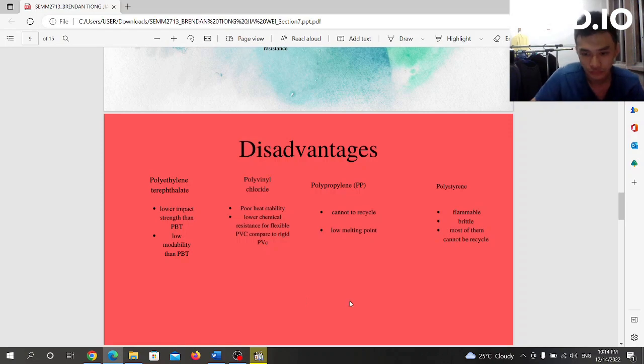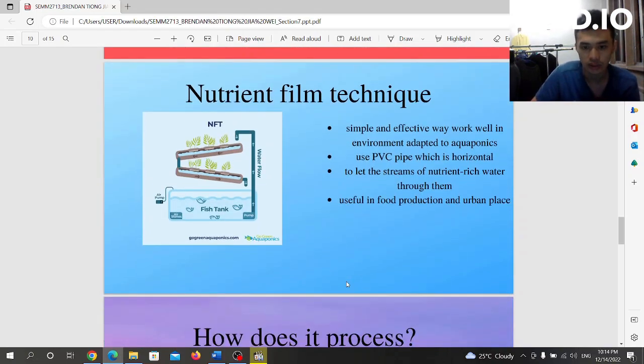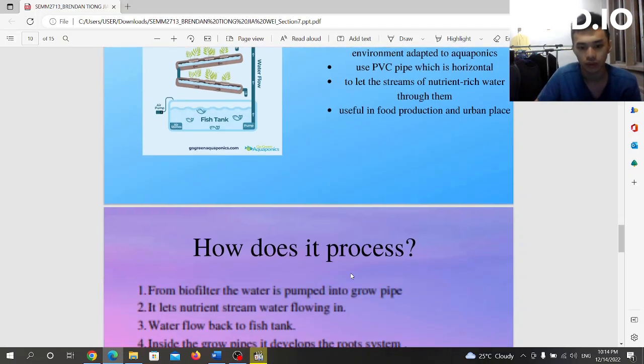For the nutrient film technique, it is simple and effective and works well in environments adapted to aquaponics. It uses PVC pipes laid horizontally to let a stream of nutrient-rich water run through them. It is also useful in food production and in urban places.